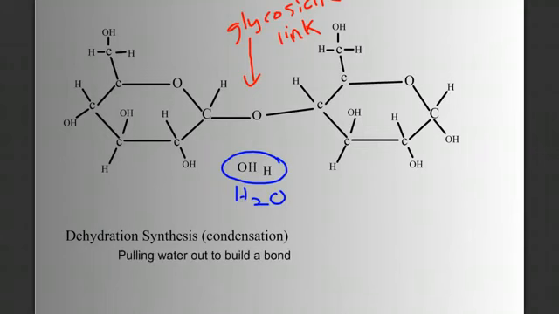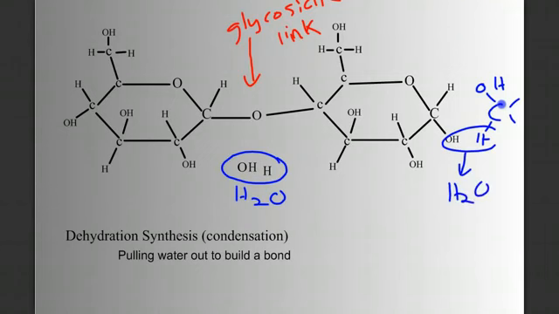Hopefully you can see that if I have another sugar over here, I could do this same process again and pull out another water molecule to build another bond, and I can do this over and over and over, creating a polymer, a strand of many sugars together, a polysaccharide. Well, if putting sugars together is that easy, the question then is, how do we take them apart? How do we undo this building that we just did? And the answer is to just reverse the process.